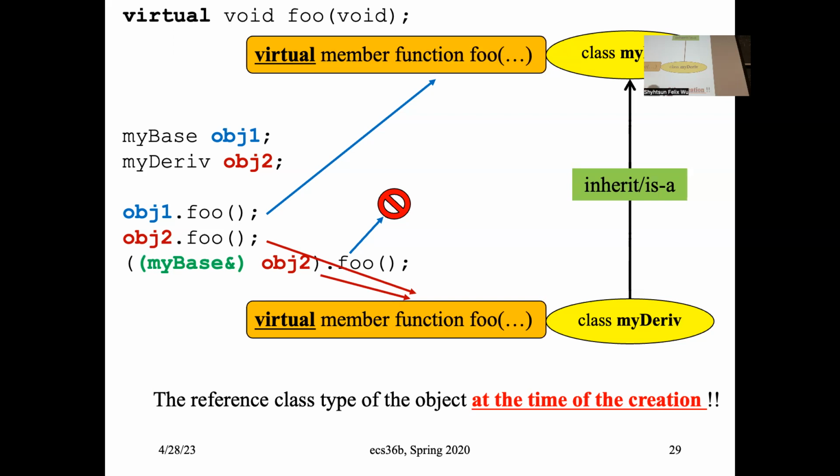By the way, what is the creation? The time of the creation is here. This line is the creation, and this line is the execution, right? If you look at this code, I can say the compiler can actually go up to see where obj2 was created. It was my derived, so I'm going to call my derived.